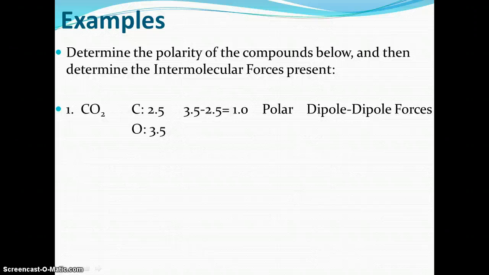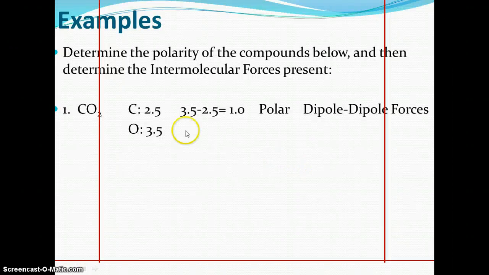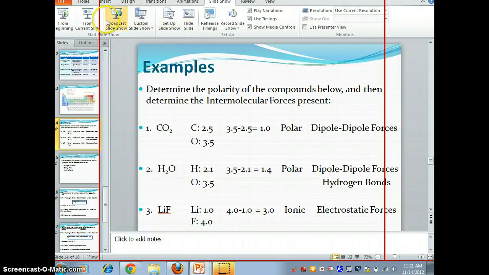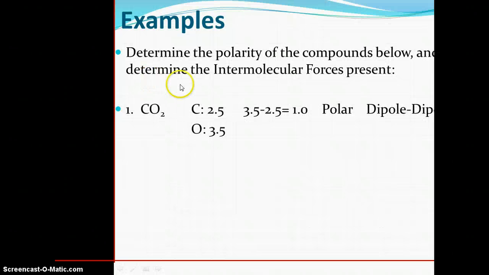The first example that we're going to look at is CO2. We are going to find the electronegativity for C and the electronegativity for O. I found those on my chart, and they are 3.5 and 2.5, which I wrote down in this column here. The difference is 1.0. This means, from yesterday, that it's a polar covalent compound. Looking at my chart from today's class, dipole-dipole forces occur when something is polar covalent.